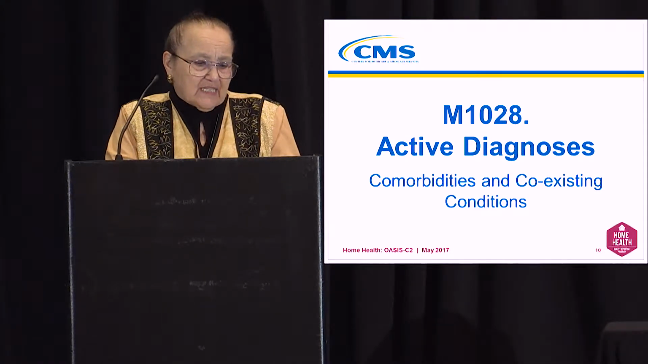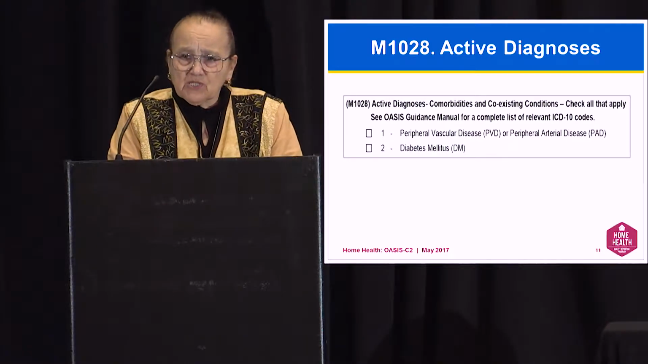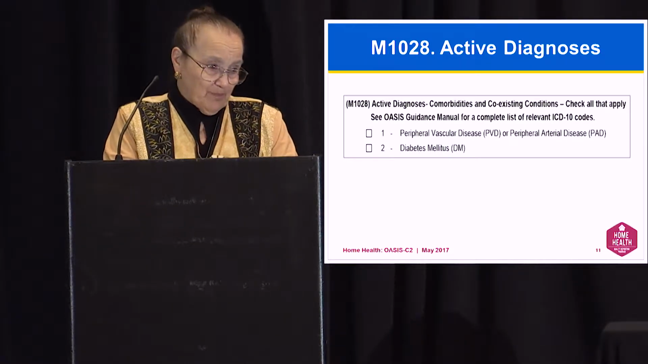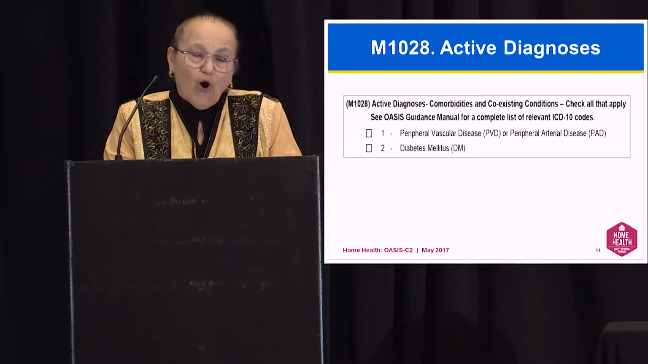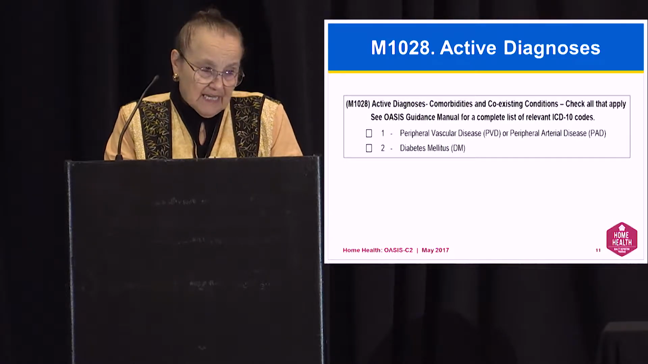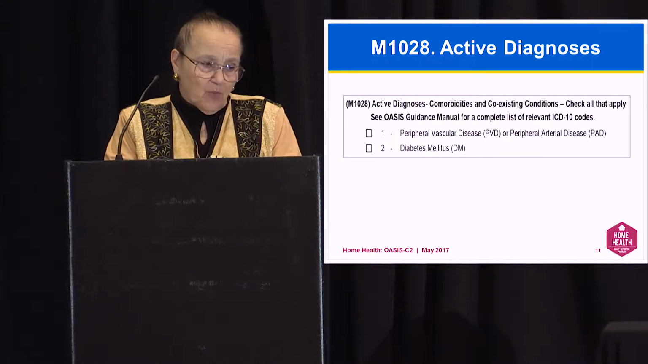Let's take a look at 1028 in a little more detail. This is how the item appears on your screen or on your paper form. It reads as active diagnoses, comorbidities, and coexisting conditions. Check all that apply. See your guidance manual for a complete list of the relevant ICD-10 codes. Item number 1 says peripheral vascular disease, PVD, or peripheral arterial disease, PAD. Item 2 says diabetes.